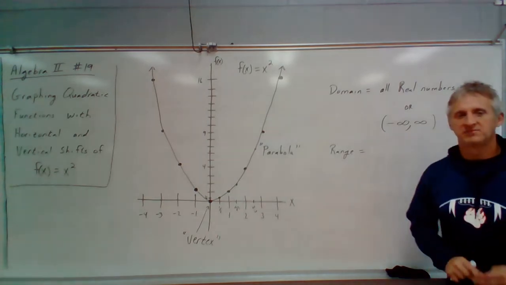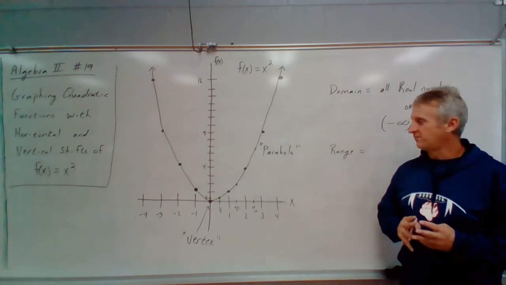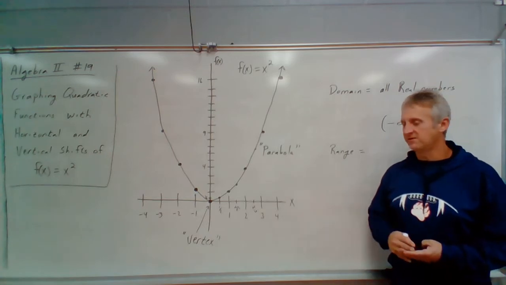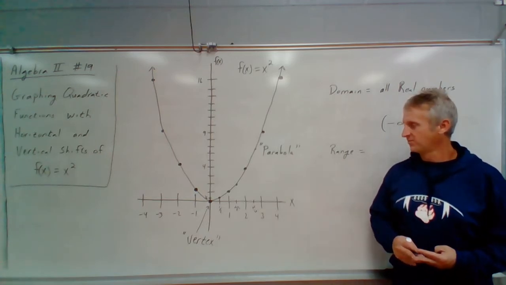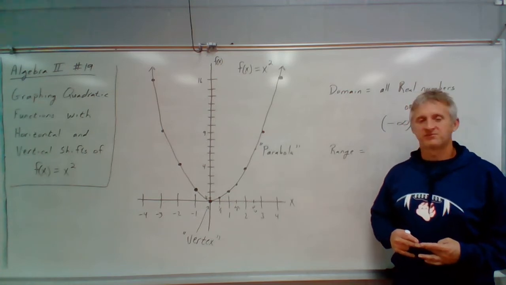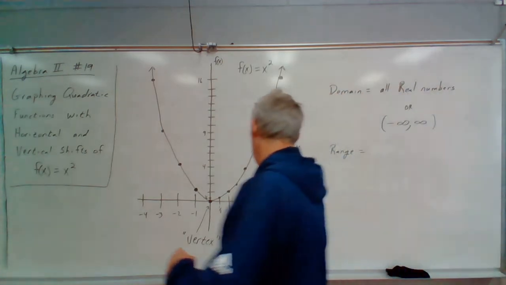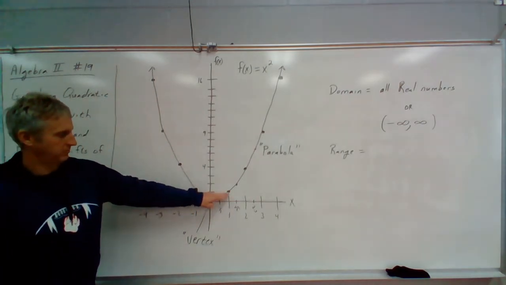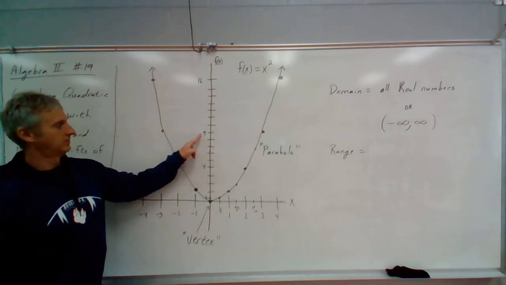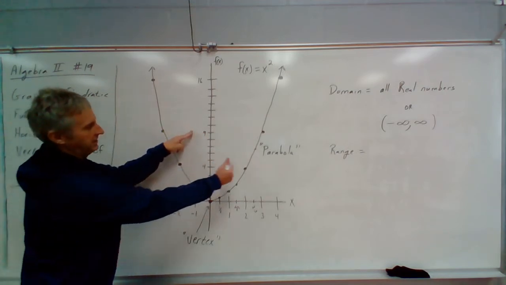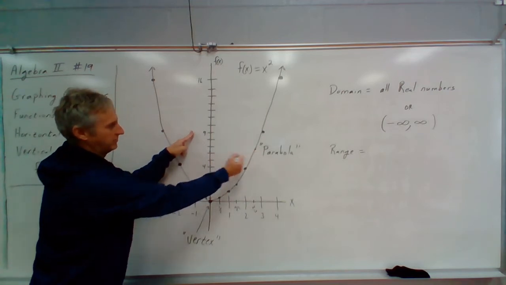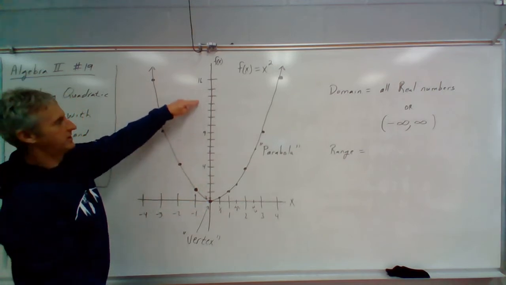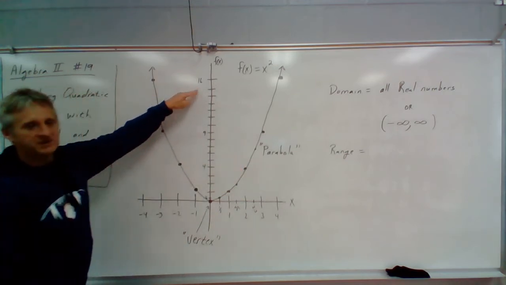All right, what about the range of this function? So the range of a function is the set of all numbers that the function spits out, the set of all numbers that are outputs of the function. So what numbers does this function output? Okay. So it outputs a 0 right here. It outputs a 1 here. It outputs a 4. It outputs a 9. And it outputs everything in between, like 6.25. So every number from 0 up this way is an output of this function.